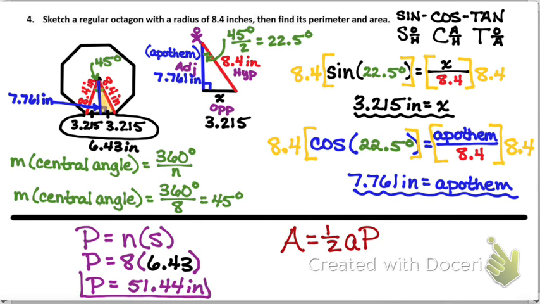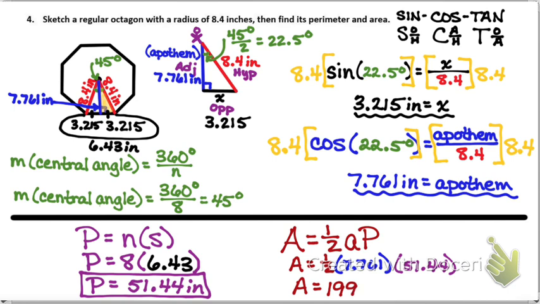And now we can use that information to find the area of our octagon. The area of the octagon is 1/2 the length of the apothem, that's what we found with our cosine equation, so that's 7.761, times the perimeter, which we just calculated was 51.44. And then we multiply that together in our calculator. 1/2 times 7.761 times 51.44 comes out to be 199.613, and that would be inches squared.